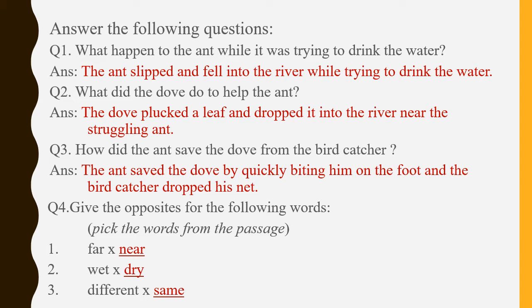Question number 3. How did the ant save the dove from the bird catcher? Your answer is, the ant saved the dove by quickly biting him on the foot and the bird catcher dropped his net. I hope everyone got their answers.